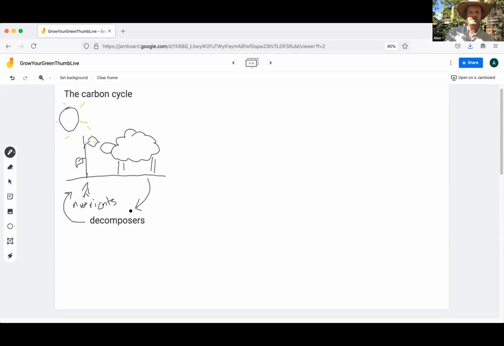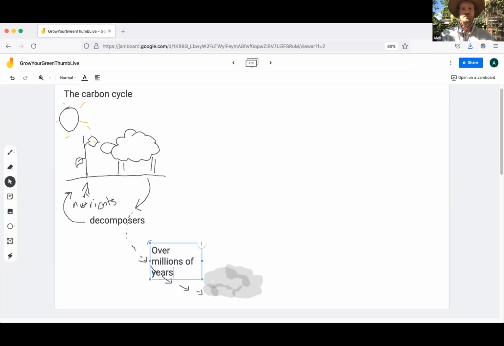But sometimes some of the material actually bypasses the decomposers and goes further down into the earth. And over a process that takes millions of years, the material is compacted under high temperature and pressure, and it forms fossil fuel. And since fossil fuels are mainly carbon material, and the carbon material has a black form, we often draw them like this. So we have fossil fuels. Over millions of years, fossil fuels are formed. And so these are things like oil, natural gas, and coal.